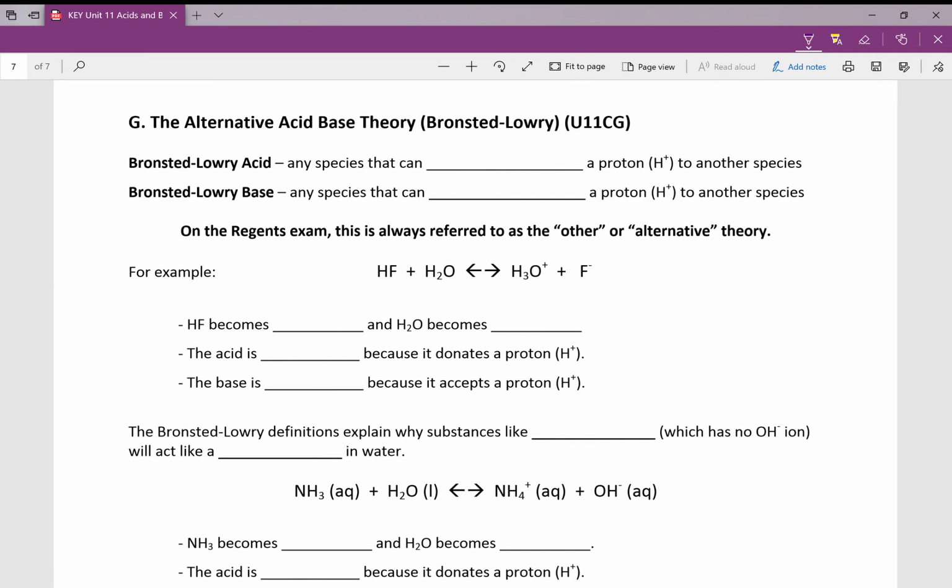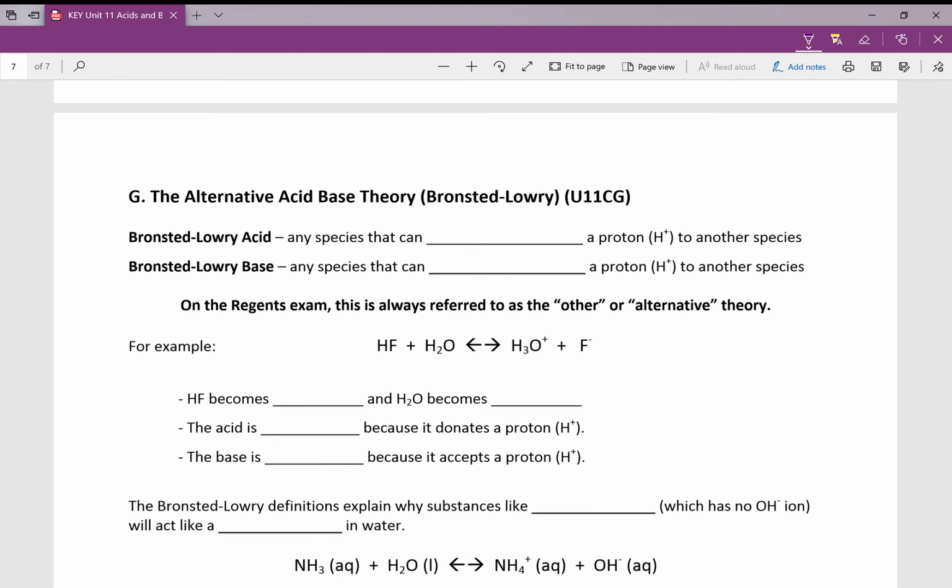Right, up until this point, we've only been dealing with discussions about acids and bases under the Arrhenius theory. And under the Arrhenius theory, you have your acids that are going to produce H plus or hydronium, H3O plus, as the only positive ion in solution. Your Arrhenius bases will only produce hydroxide, OH minus, as the only negative ion in solution.